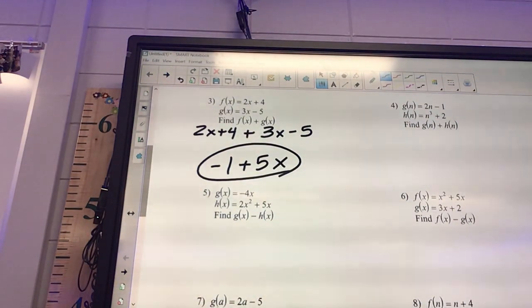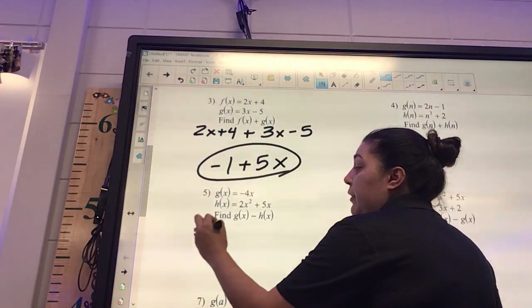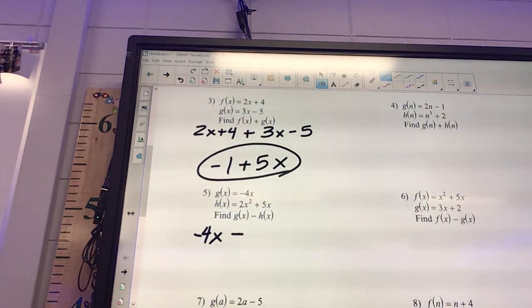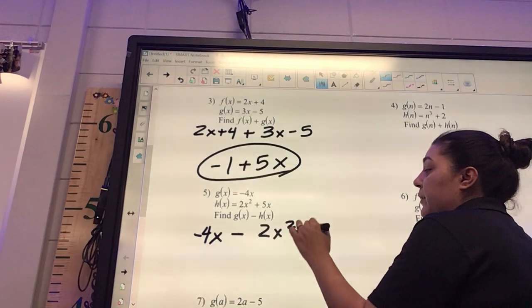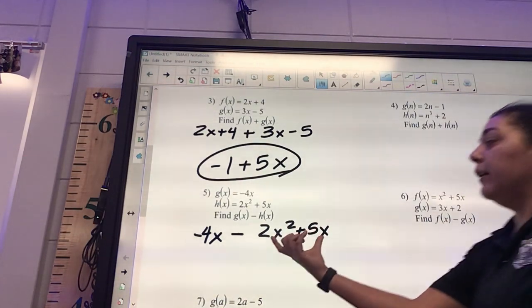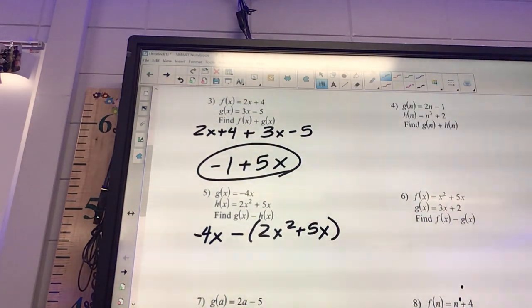Okay, 5. It says g of x minus h of x. What's g of x? Negative 4x minus, what is h of x? 2x plus 2x squared plus 5x. Okay, here's where the minus is different from the plus. So when you write the second piece right here, this h of x, you need to put parentheses around this. And the reason is because that minus is really going to get distributed to each piece. Okay, and so it's really a minus 1 there.